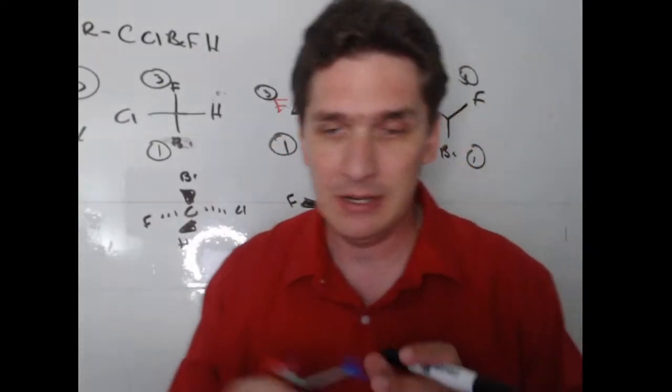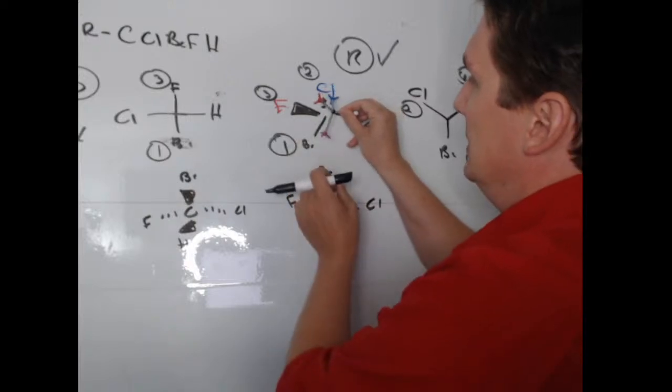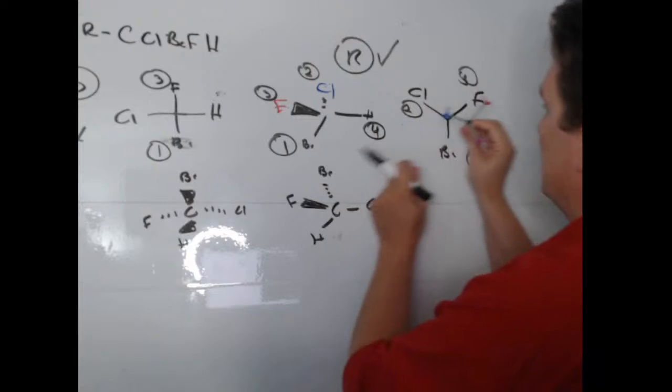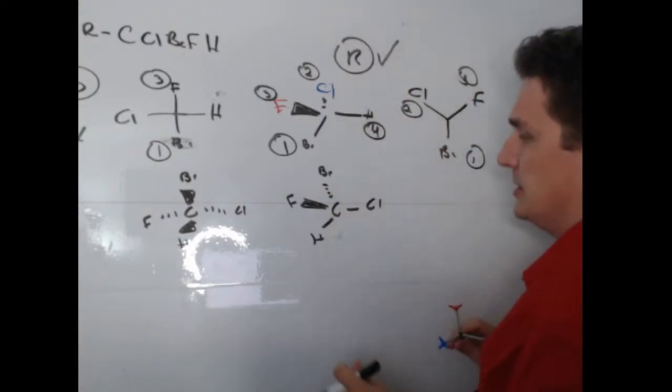All right. So now that I got my model built, I'm going to take it and rotate it so the lowest group is behind. So I've got fluorine, chlorine, bromine. When I look at the rotation, I get an R conformation.